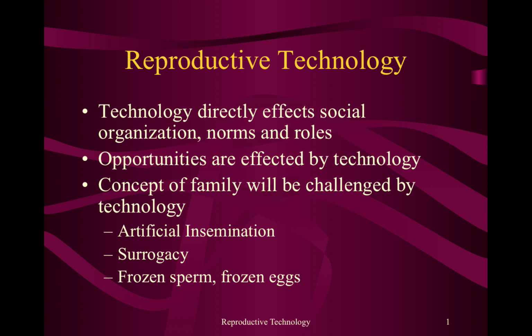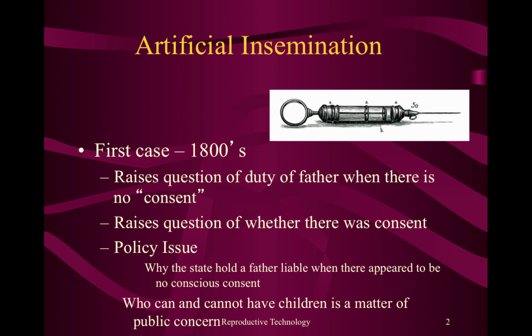Artificial insemination, made very convenient with the cooling and overnight delivery of a shipment from the donor. Surrogacy, and frozen sperm and frozen eggs, just to name a few of the technologies. Let's talk about artificial insemination because it's the first reproductive technology that more or less moves away from the old-fashioned way of intercourse, and it asks some interesting questions.